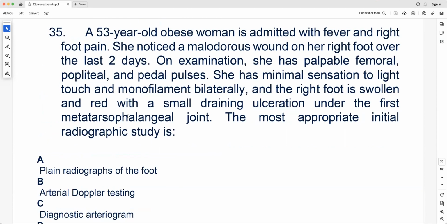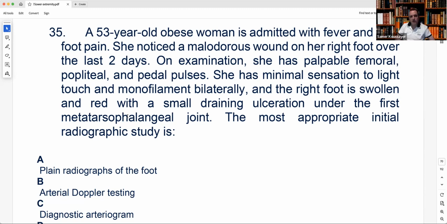Okay, so a 53-year-old obese woman is admitted with fever and right foot pain. She noticed a malodorous wound on her right foot over the last 2 days. On examination, she has palpable femoral, popliteal, and pedal pulses. She has minimal sensation to light touch and monofilament bilaterally. And the right foot is swollen and red with a small draining ulceration under the first metatarsophalangeal joint. The most appropriate initial radiographic study is. Okay, before we go.